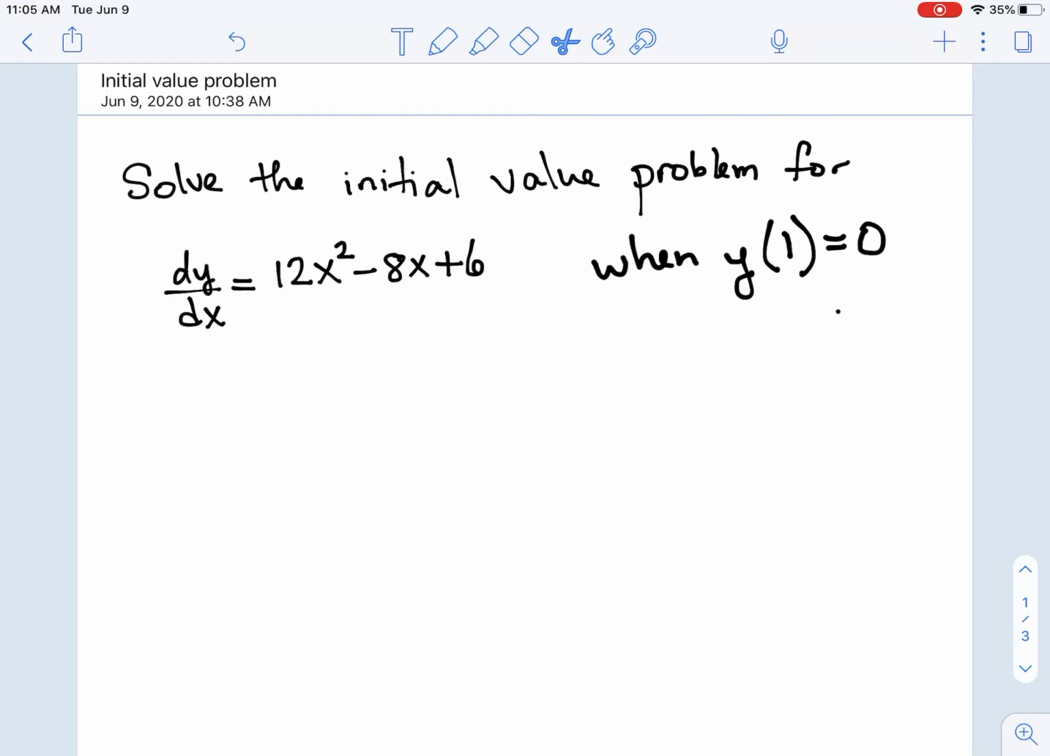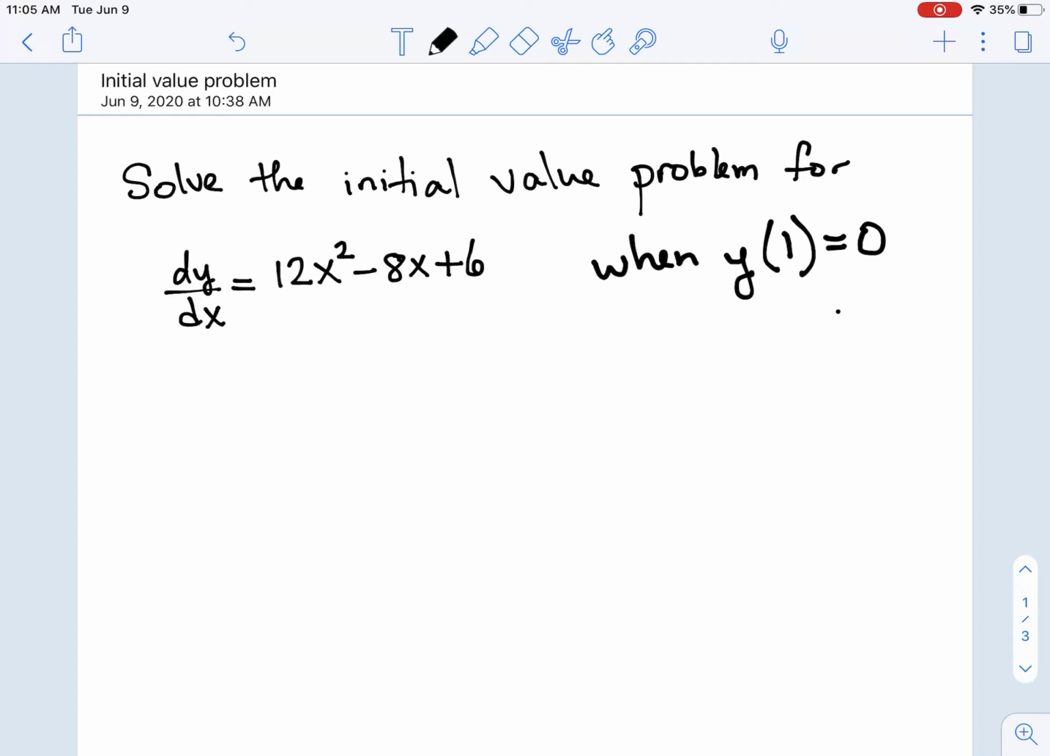This is a question that's on your final, well, not this one, but something similar. It's really just doing the antiderivative, so it's not really new, but it looks weird. So we'll do this one. It says solve the initial value problem when y of 1 is equal to 0.